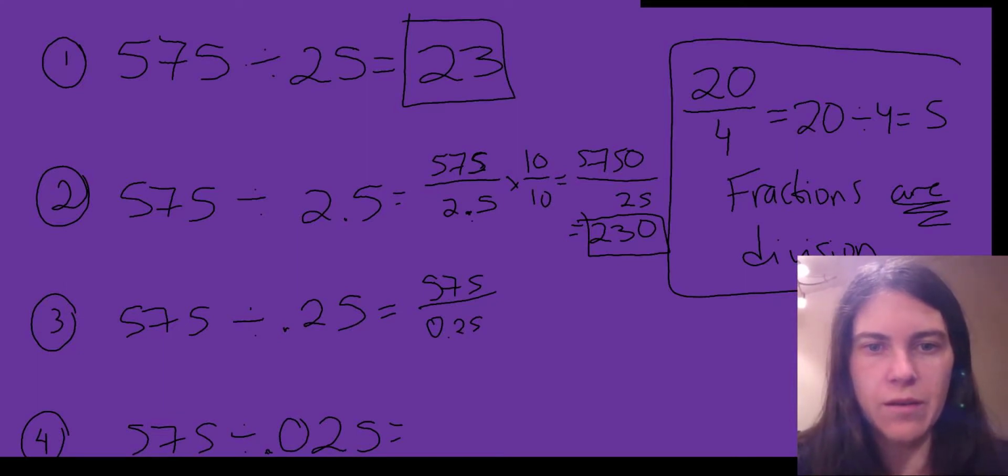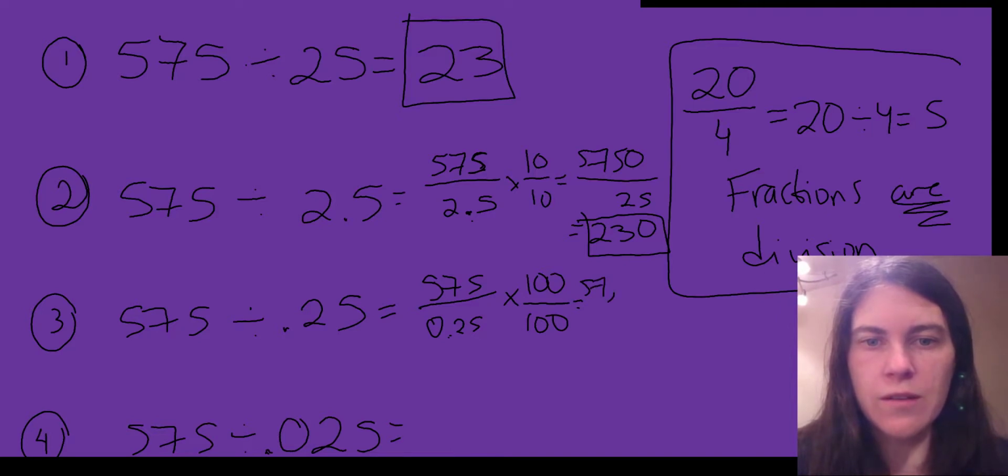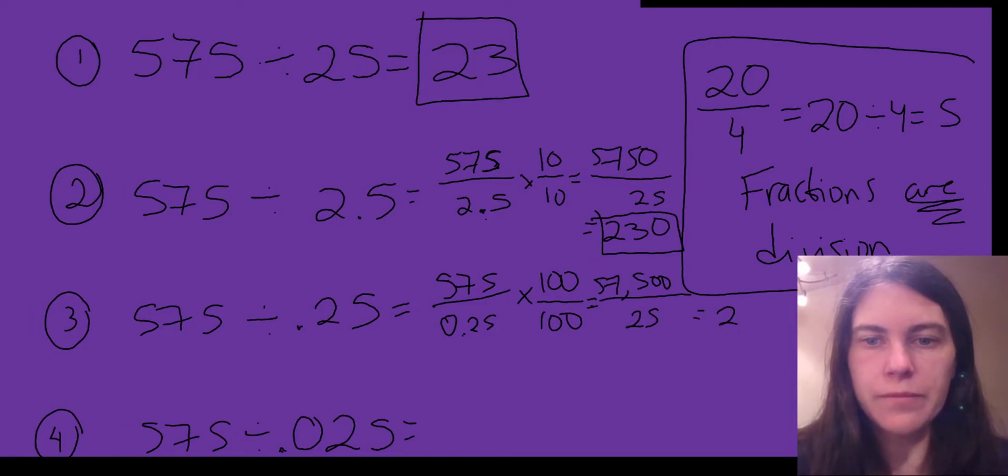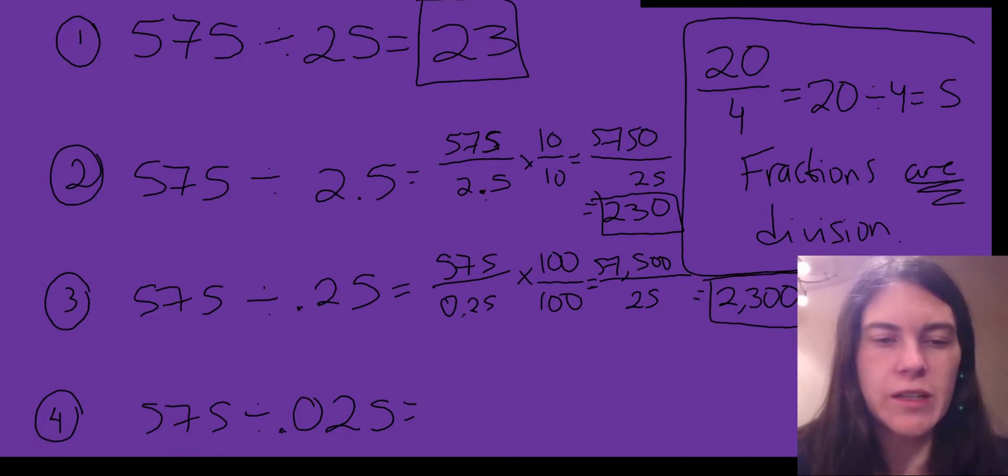I'm going to use the same method. I call it the equivalent fractions method. 575 divided by 0.25, that is 1/4, 25 hundredths. To get rid of the decimal here in the 25 hundredths, I can multiply it by 100. And I'll do the same thing with the numerator. So that makes 57,500 over 25. 2,300. Are you starting to see a pattern?